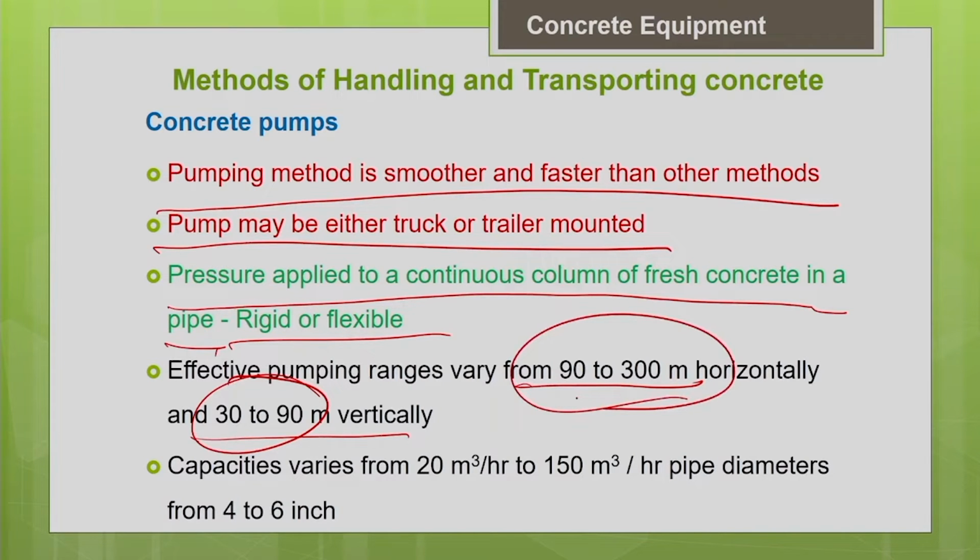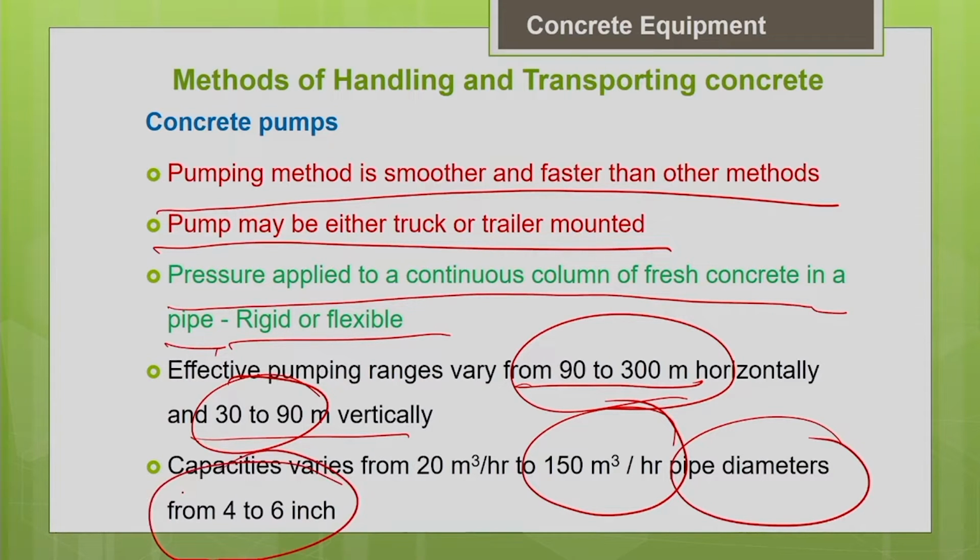Okay, so with pumping, I can have a very high placement rate of even up to 150 meter cube of concrete per hour. So you can have a very good placement rate. That depends upon the capacity of your pump and the diameter of your pipeline.